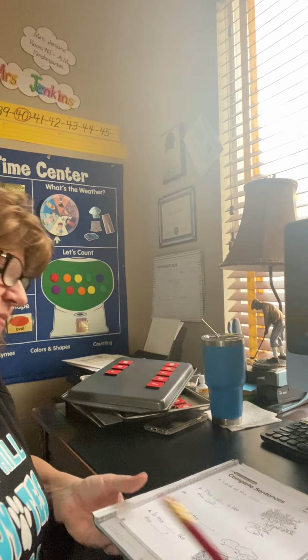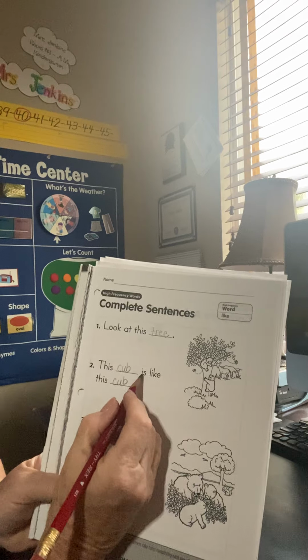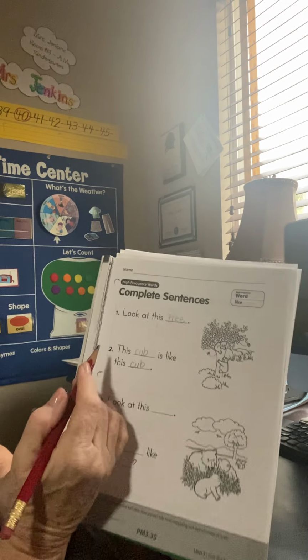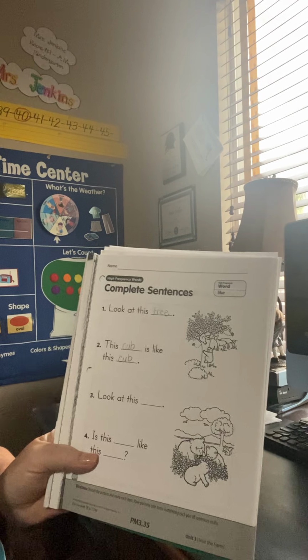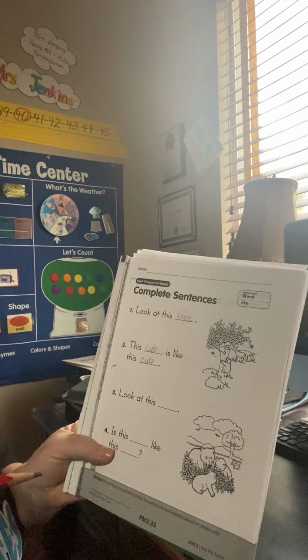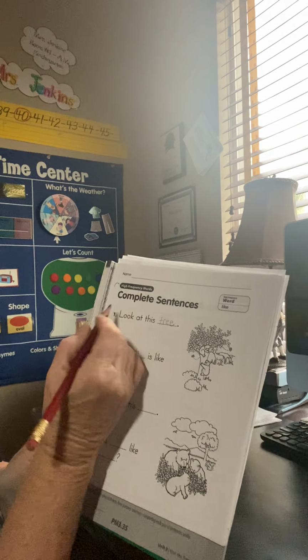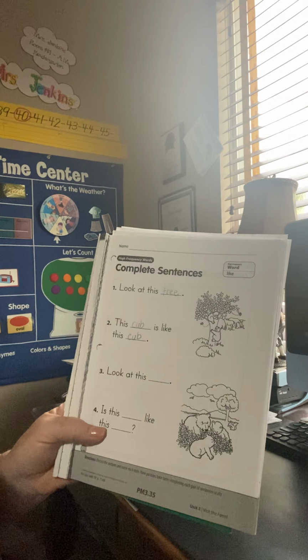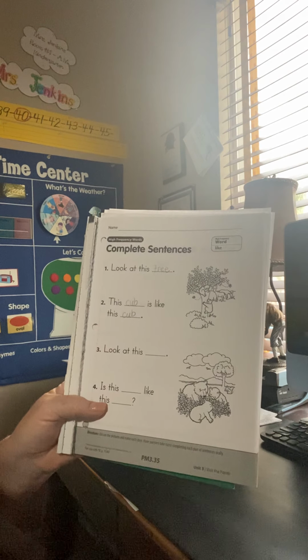So let me show you. This cub is like this cub. So you're practicing the word like, but you also have the words this and is. And parents, I'm just trusting you guys to do this, and you could put a star next to it once they read it, or a star at the end of it, or up here. Then I just know that they did it.